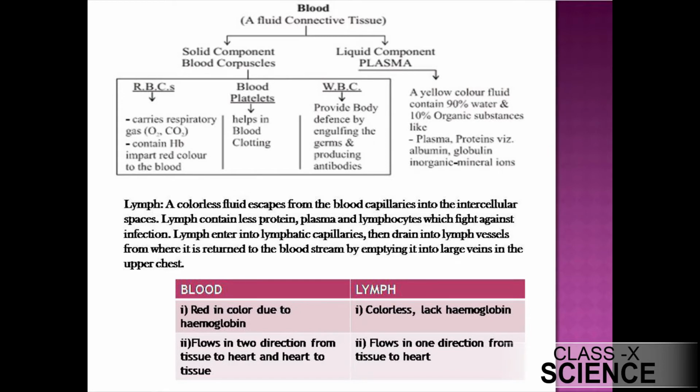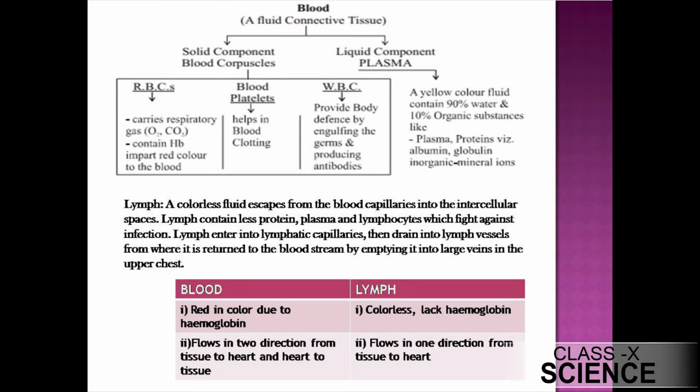Then the blood, as it is also called the fluid connective tissue, consists of a liquid component that is called plasma. The plasma is a yellow colored fluid containing 90% water and 10% organic substances like plasma proteins, albumin, globulin, and inorganic minerals are also present in the plasma.